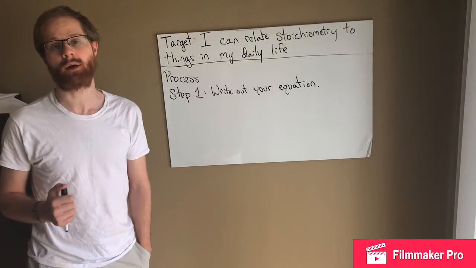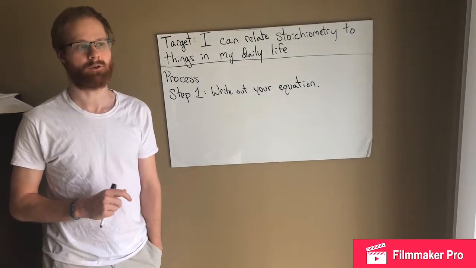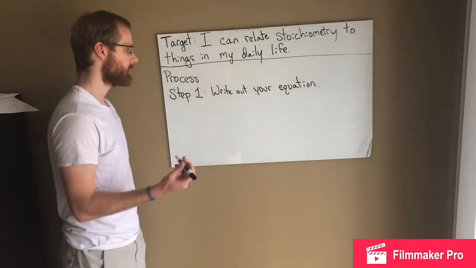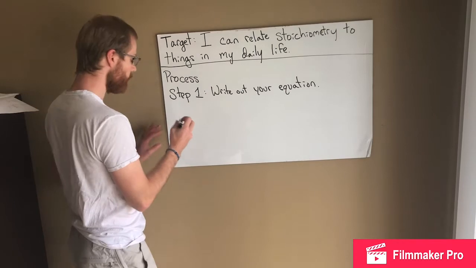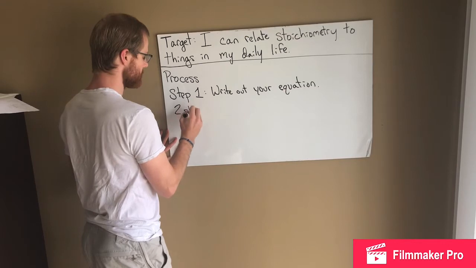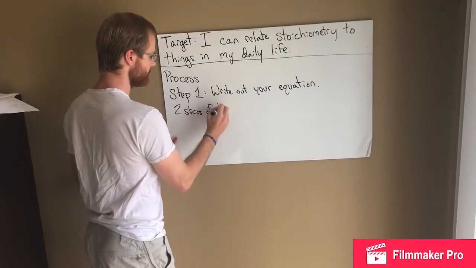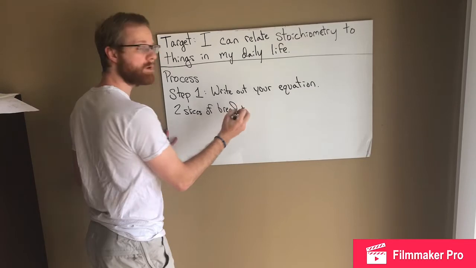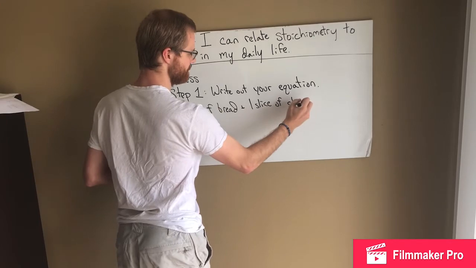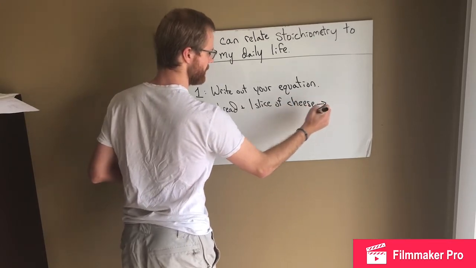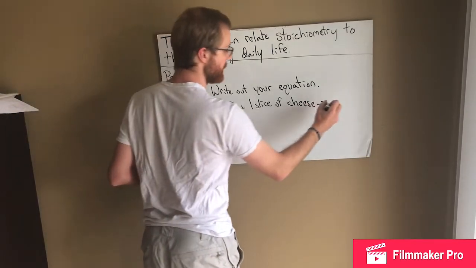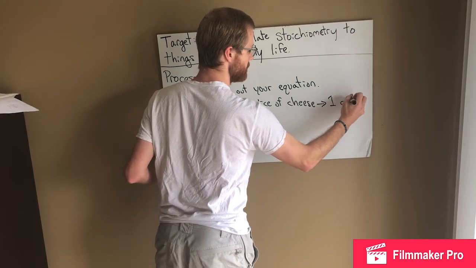Okay, so how do we write out a balanced chemical equation for grilled cheese? Well, we do it the same way that we write out our chemical reactions. So our equation, we know that in order to make a grilled cheese sandwich, we are going to need 2 slices of bread, and we're also going to need 1 slice of cheese. And when we take our 2 slices of bread and our 1 slice of cheese, that will create 1 grilled cheese.